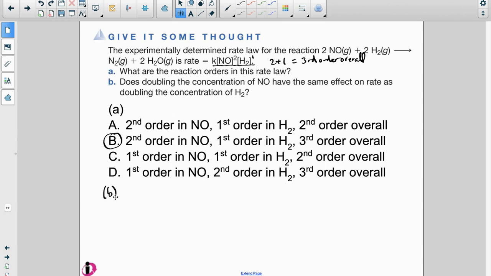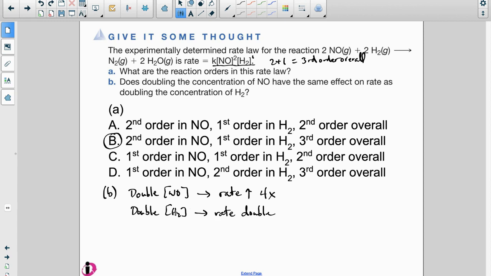Part B says, does doubling the concentration of NO have the same effect on the rate as doubling the concentration of H2? No, because these orders are different. So if we double the NO concentration, we would expect the rate to go up by 4 times. Okay, it would do the square of whatever we had done to the NO. If we double the H2, we would expect the rate to only go up twice. The rate would also double. Since it's first order, whatever happened to the concentration, the rate would do the same.